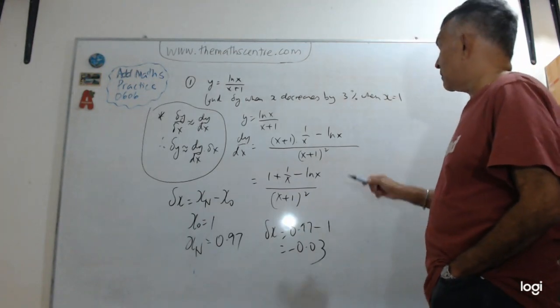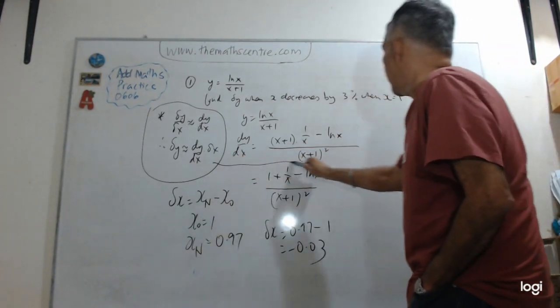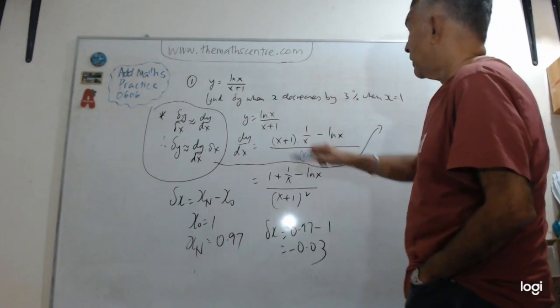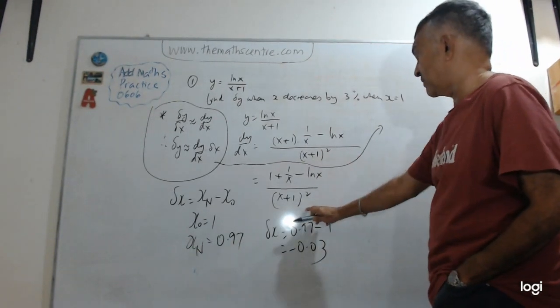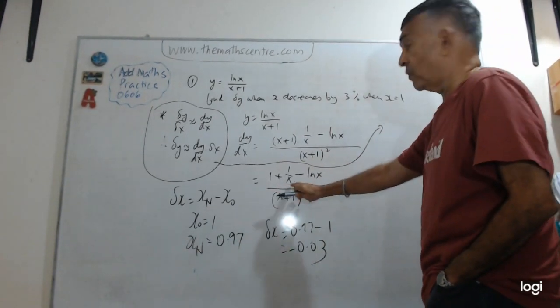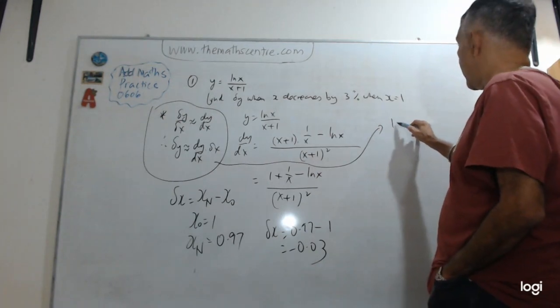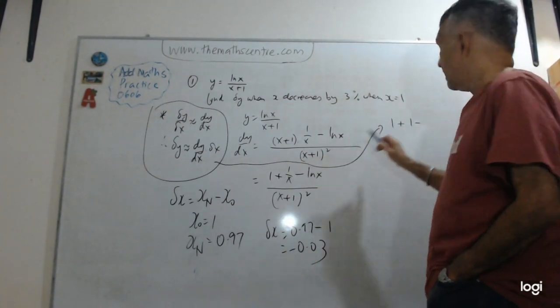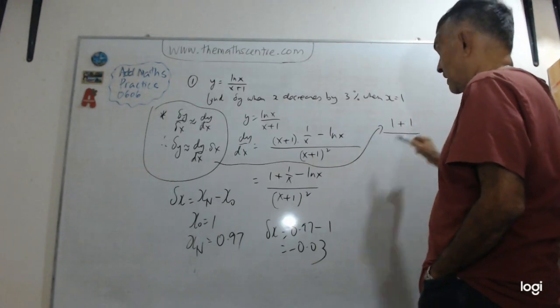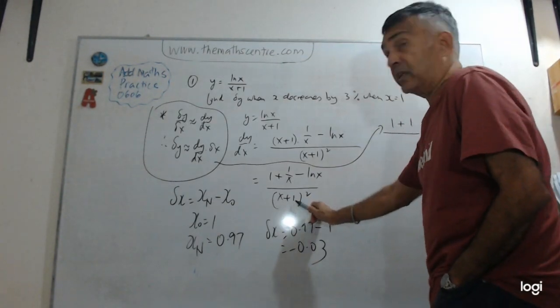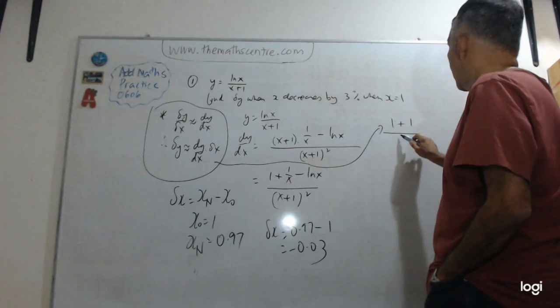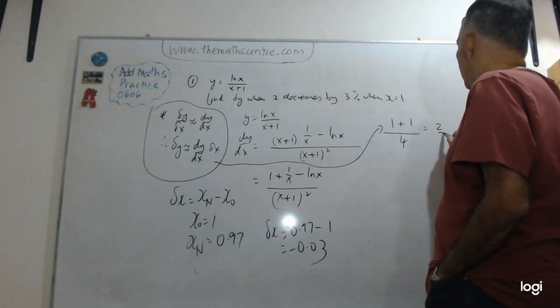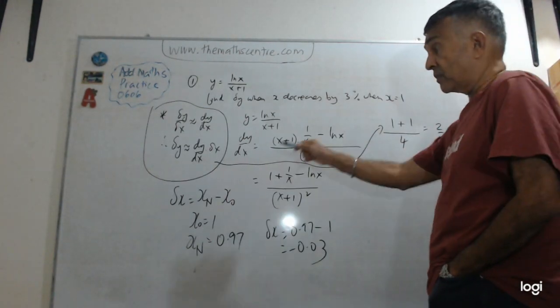So now let's come back here. We need to plug this in. This is dy/dx, and I need to plug in the old value of x. So I have 1 plus 1. Log of 1 is gone. So I have this, and what's at the bottom? 1 plus 1 is 2, 2 squared is 4. So this is 2 over 4. That's the value of dy/dx.